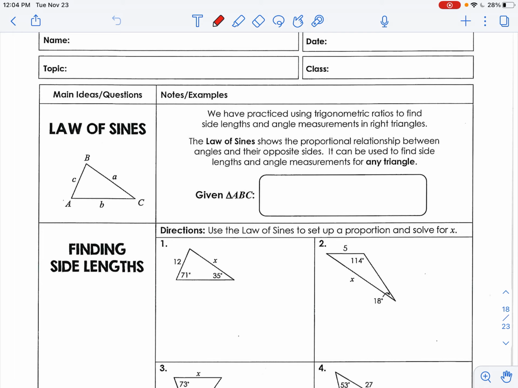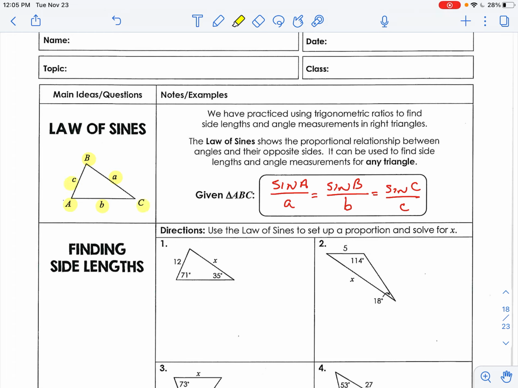There's a law, a proven fact, that says in a non-right triangle, it works in a right triangle too, but we use it for non-right triangles, there's a relationship between these ratios: sine of big A over little a. What does that mean? I have this angle and the opposite side. That is equal to sine of angle big B over little b, again this angle and the opposite side. That's also equal to sine of C over little c. Hard to make a big C and a little c, but same thing here. That's the relationship.